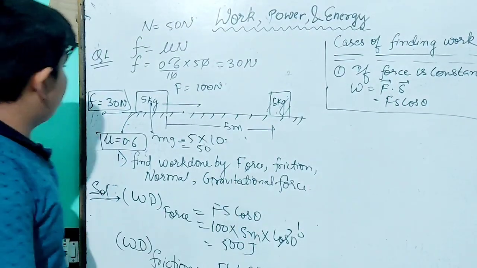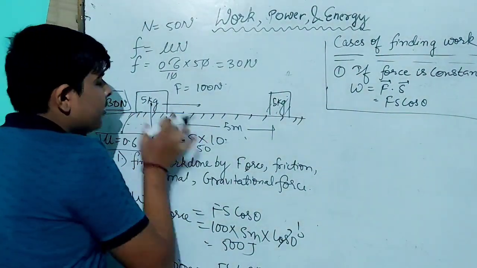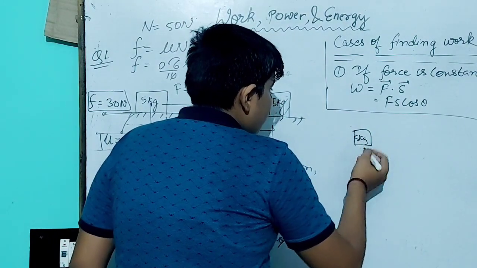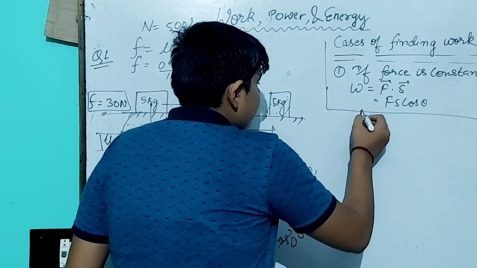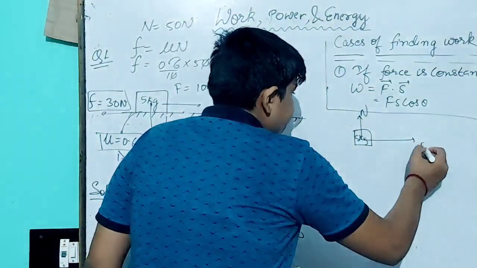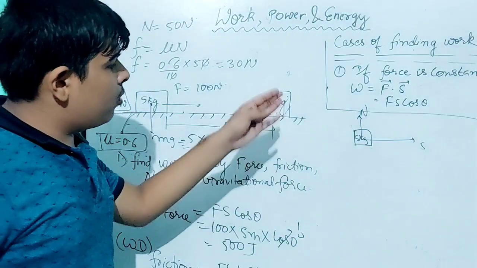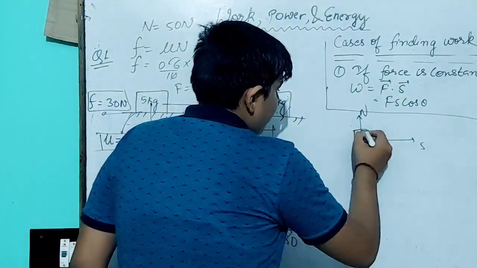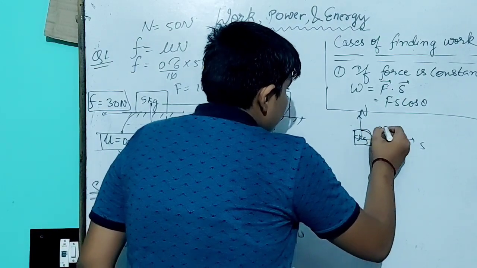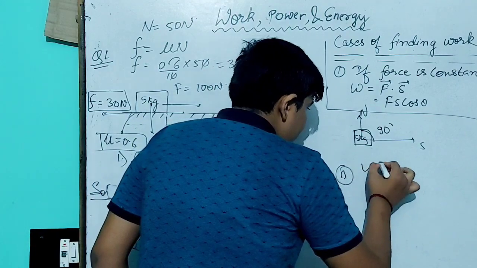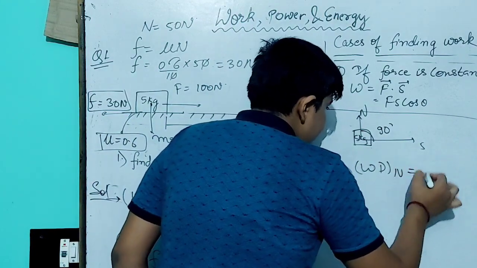Now the work done by the normal force is here. If we make the free body diagram of the 5 kg block, the normal force is upward, that is N, and the displacement is ahead. The displacement is ahead, the normal is upward, so what is the angle between these two? That is 90 degrees. So the third, work done by normal, is 0.